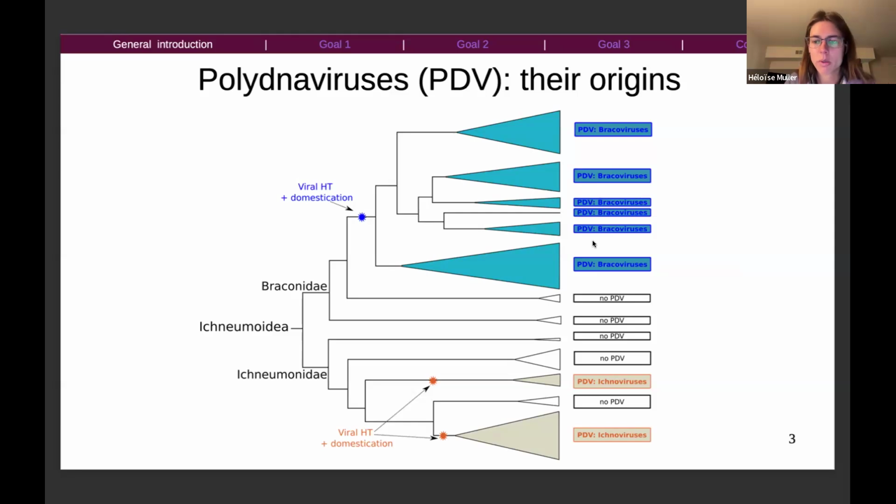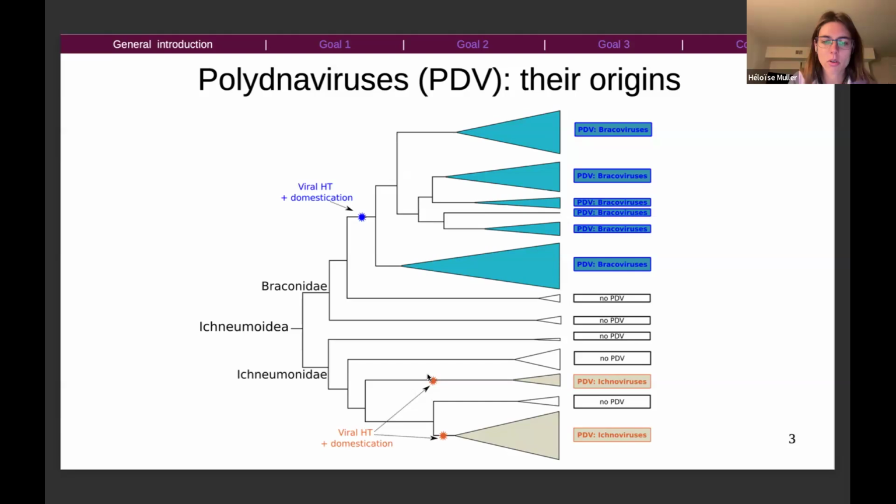Here is a very simplified tree of some parasitoid wasps, which are called the ichneumonoids, and who are composed of 2 families of wasps, the braconids and the ichneumonids. You can see here represented in blue that there was a major event of endogenization of a virus that took place about 100 million years ago in a braconid wasp. That was then followed by the domestication of some of those viral genes. And nowadays, all the descending species have those domesticated viral genes that allow them to make PDV.